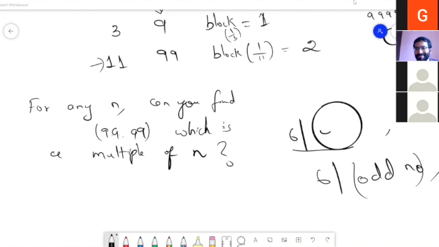Because for 7 it is 142857. That is 6. You need 6 9s. So the block length is 6. The repeating length will also be 6. I think we observed that in 1 by 7. For 1 by 3, what is happening? We are observing, right? For 1 by 3, it is 0.3, so block length is 1. For 1 by 11, it is 09, 09, 09, 09. It is repeating like that.